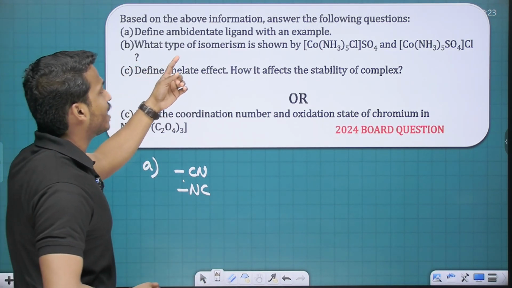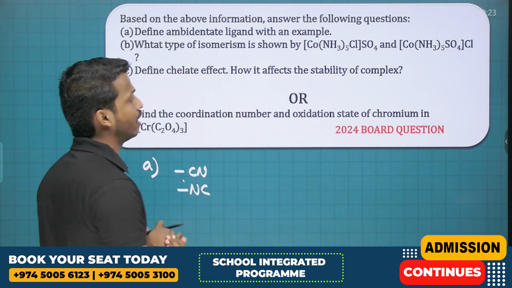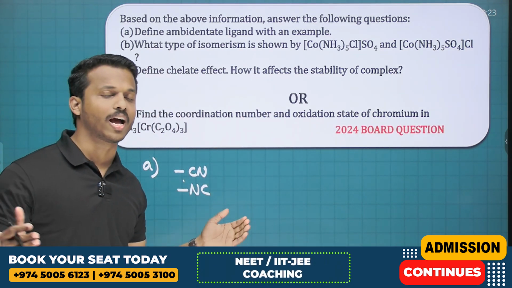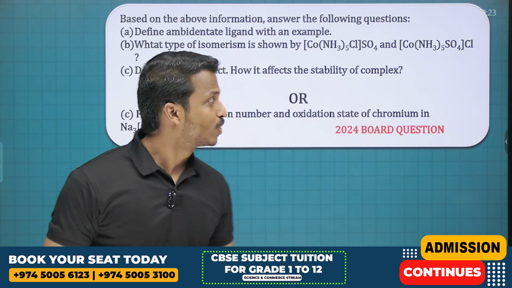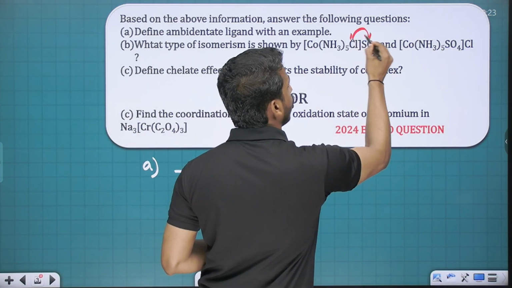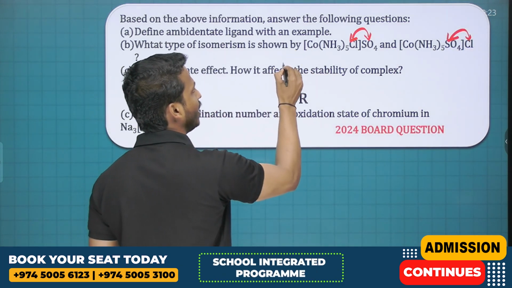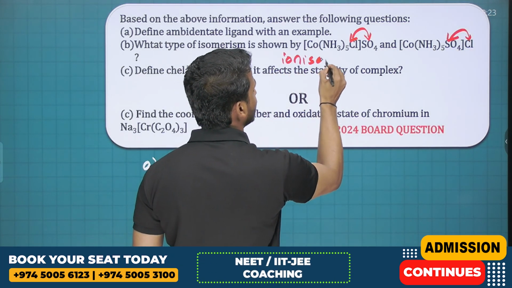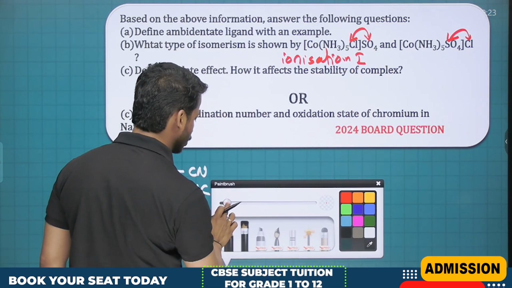Second one: what type of isomerism is given by this complex? You may study different isomerisms, structural isomerism and stereoisomerism. Correct. So here you can see the same formula, but what is the difference? Here chlorine and sulfate get interchanged. What is the name of this isomerism, my dear? That's called ionization isomerism. That is called ionization isomerism.